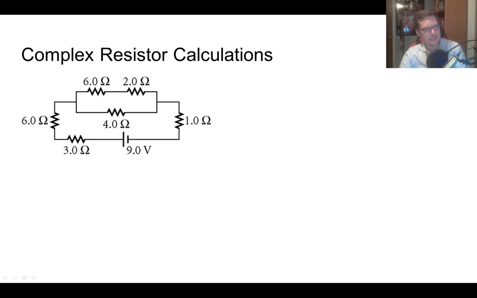This is for Physics Unit 9 Part 6.2, talking about complex resistor calculations. Now this, my friends, is where the rubber meets the road. This is where you get to check all of the knowledge you've gained in Unit 9. This is it, alright? So, we're going to do a couple of things.